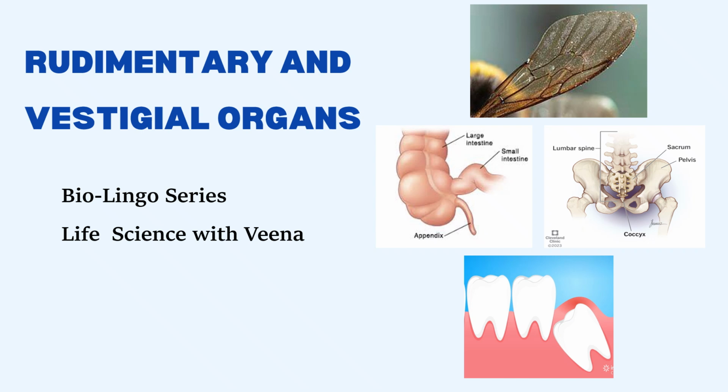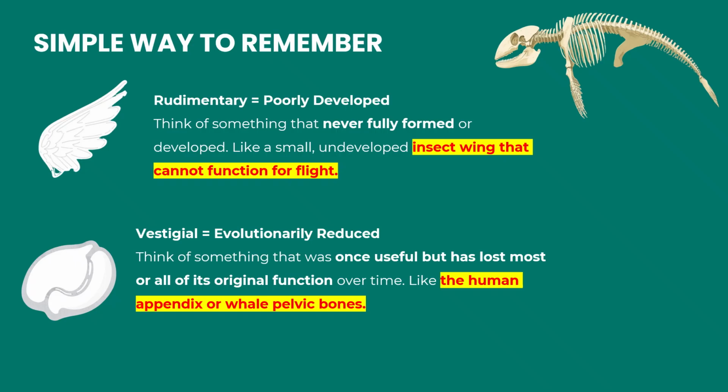Today we are going to see another terminology from Biolingo series, that is rudimentary organs and vestigial organs. We are going to see the difference between them. So let's see a simple way to remember these terminologies.